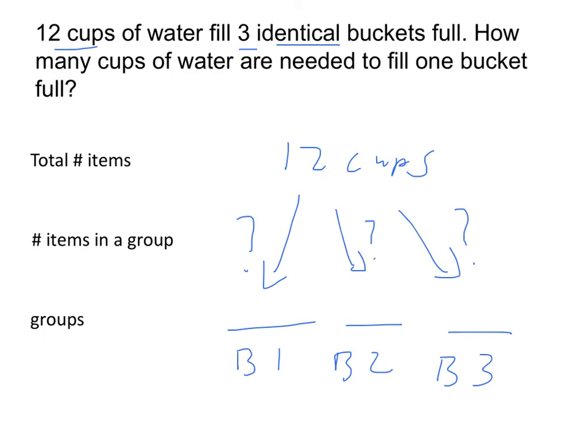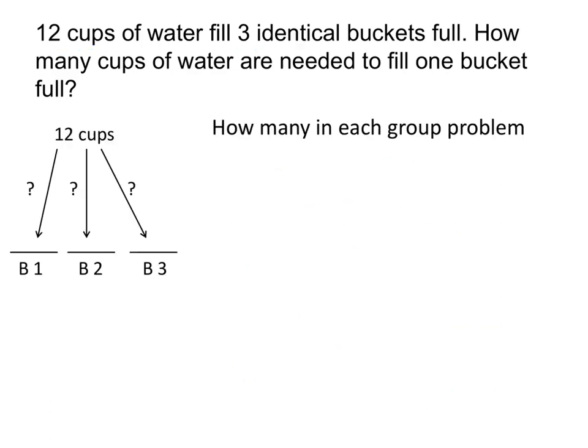So there's our picture. We're going to take our 12 cups of water, distribute them evenly among our 3 buckets. We don't know how much water is going to go into each bucket. So here's a cleaned up version of that picture. And we see again that our question marks are in the middle, so we don't know how many items are in each group. So this is a how many in each group type of problem. So to solve this, we're going to take our total number of items and divide it by the number of groups, which is 3, equals question mark.